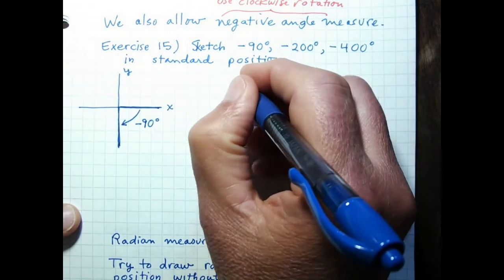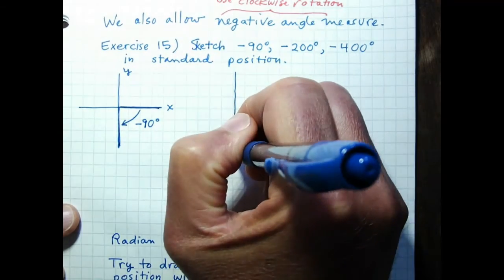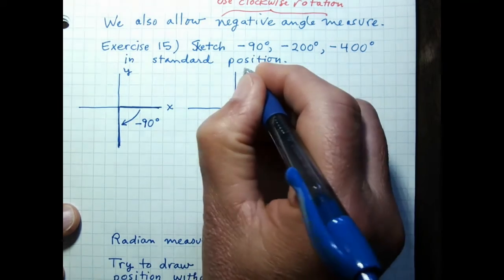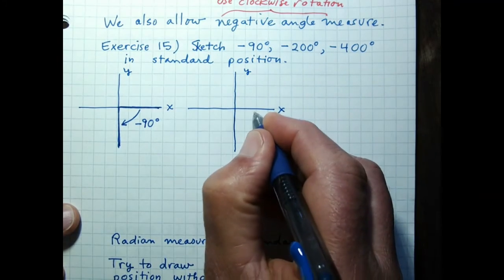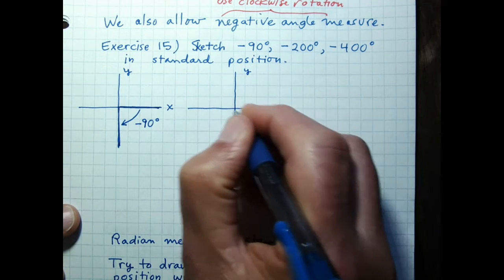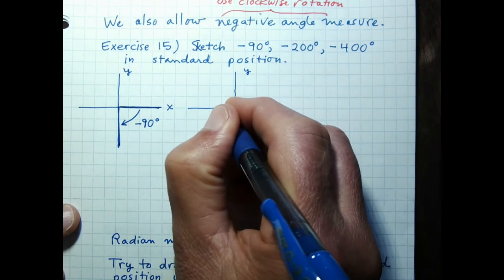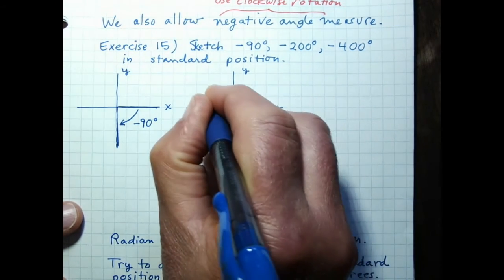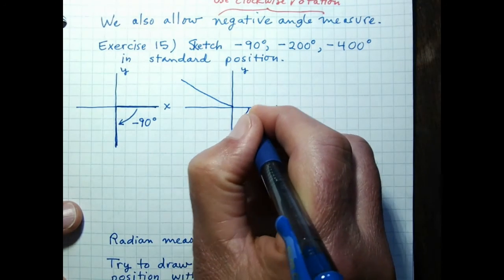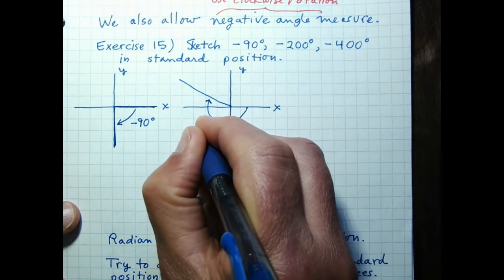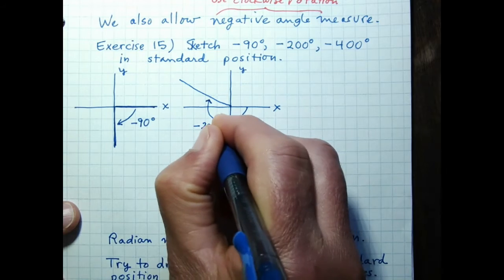And so on and so forth. Negative 200, we're just sort of thinking in a negative sort of way. I know negative 180 would be like a negative straight angle, right? And I know I have to go a little bit beyond 180. I'm going to end up in the second quadrant. You can see that. So there's negative 200 degrees.